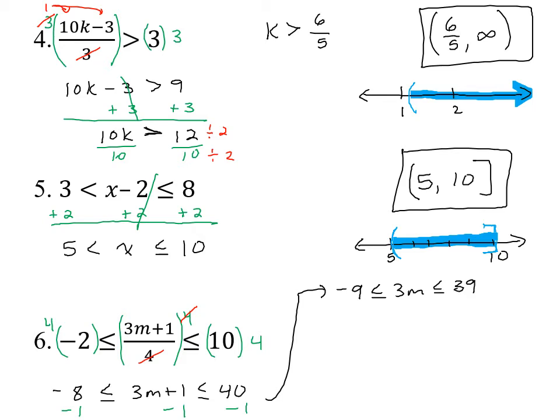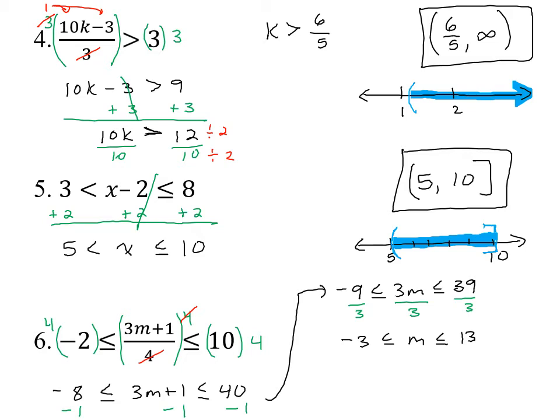And then to get the m by itself, we divide everything by 3. Notice the 3 is a positive value that you're dividing by, so it will not change the sign. And we'll end up with negative 3 is less than or equal to m, less than or equal to 13.